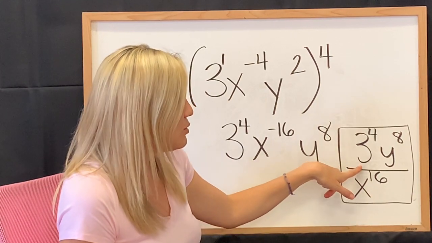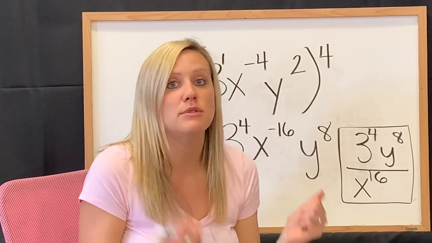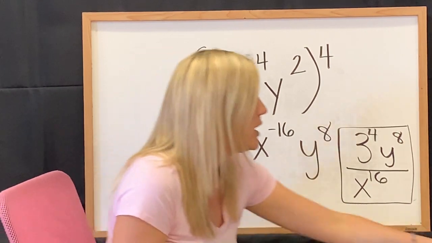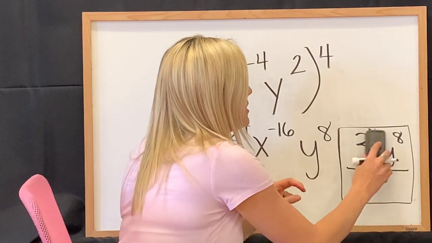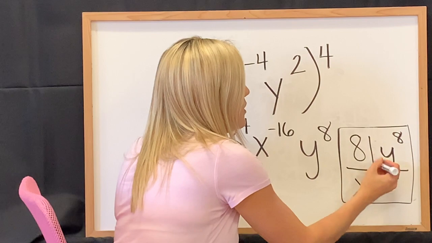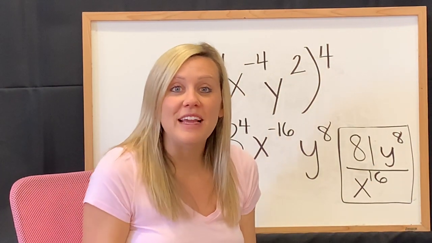Another way to write this would be to actually multiply 3 by itself 4 times. 3 times 3 times 3 times 3, which would give us 81. So another way to write this could be 81 y to the 8th power divided by x to the 16th, but either will work.